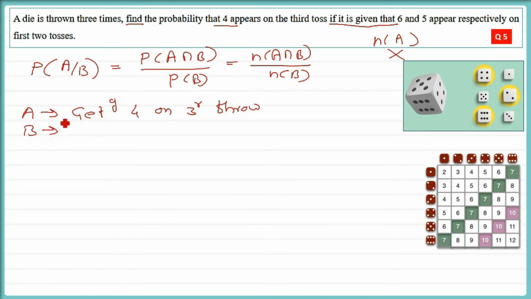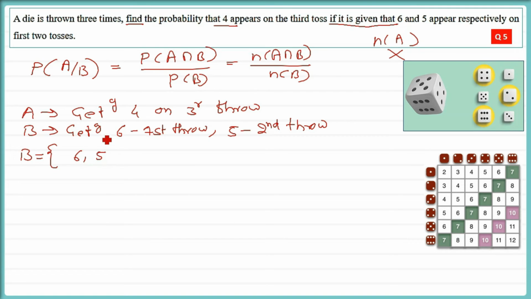And B will be what? B will be getting 6 and 5 respectively on the first and second tosses. So first 6 will come, followed by 5. So our die will face up 6 first, and then the second time it will be 5. Now let me write the B set. You know why? Because A will be a humongous set, but by B we can restrict A. 6, 5 will eventually come, but the third is not known. So 6, 5 will come.